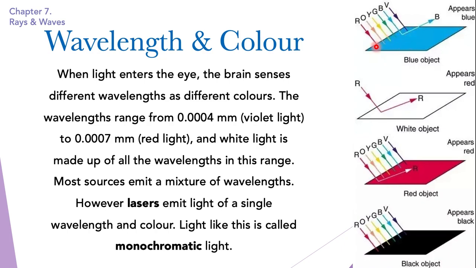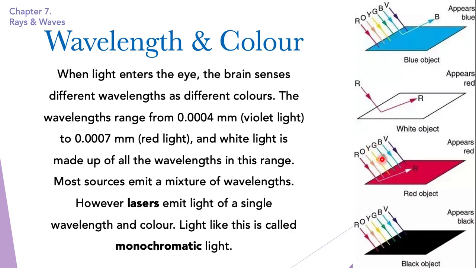And the other wavelengths, like the 0.0004, which is violet light, and 0.0007 red light, and more of them, like the green, yellow, and orange, they all get absorbed. But only the wavelength of the blue light gets reflected off of the blue object. In the same way, if the object is red, only the wavelength, which is 0.0007 millimeters, gets reflected off the object, and the others get absorbed into them.